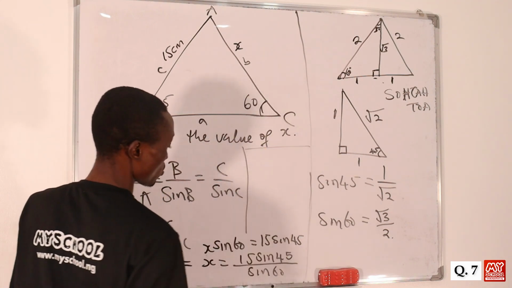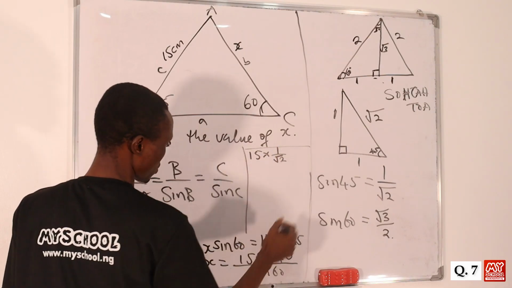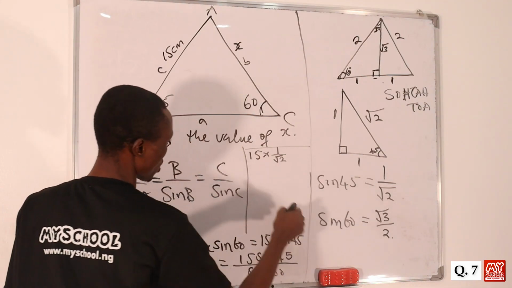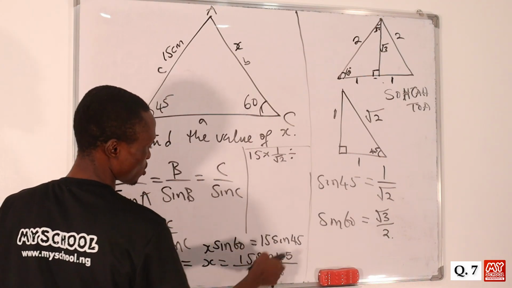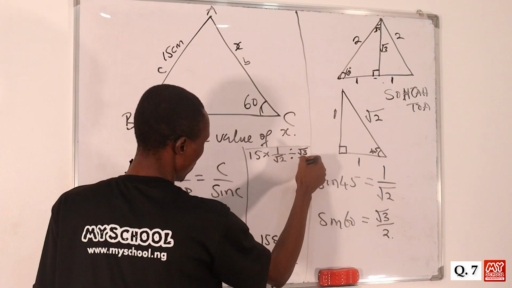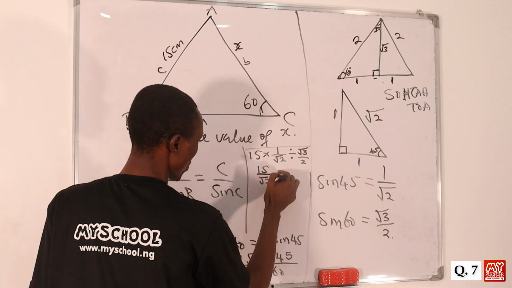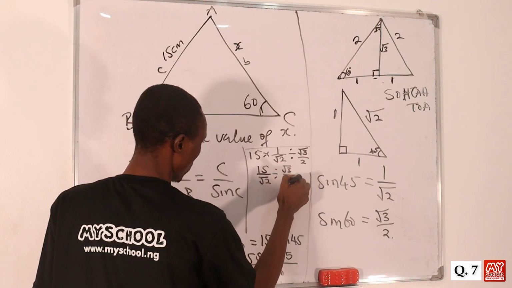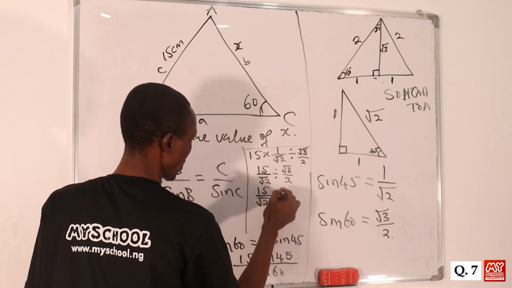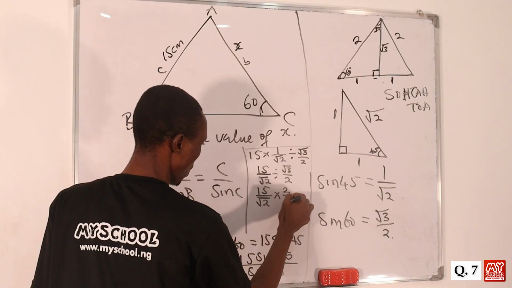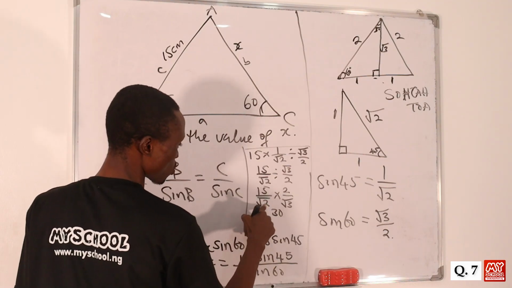So here we'll be having 15 times 1 over root 2, since our sine 45 equals 1 over root 2, divided by our sine 60, which is root 3 all over 2. So we have 15 all over root 2 divided by root 3 all over 2. We keep the first fraction, 15 all over root 2, times 2 all over root 3. Now remember, 15 times 2 is equal to 30, and root 2 times root 3 is equal to root 6.